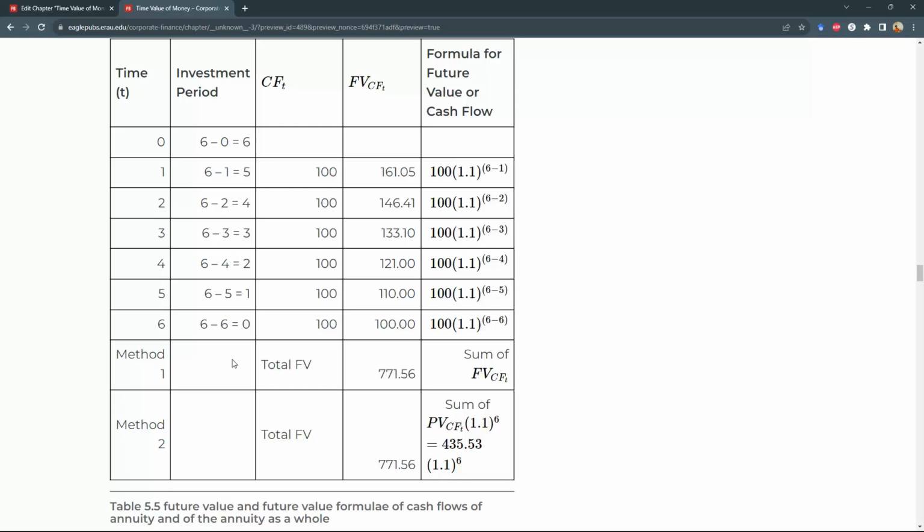Welcome. In this demonstration, we'll be finding out the future value of an annuity. As we can see in the table in front of us, we are looking at a 6-period annuity, as seen in the column on the left. There are 6 cash flows, each $100. The rate of discount is 10%. And what is the future value at the end of the 6th period for this annuity?